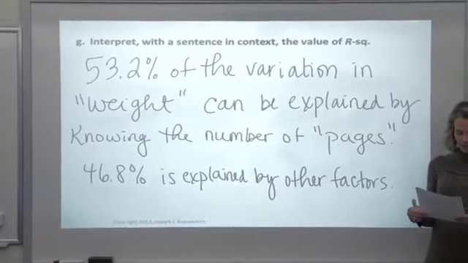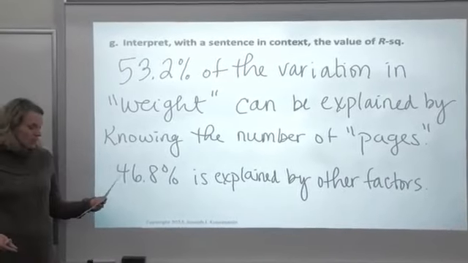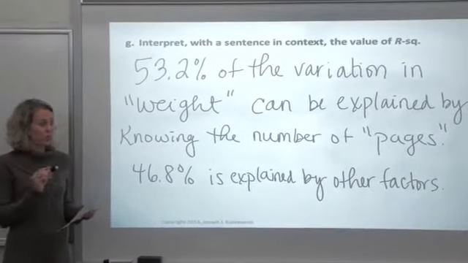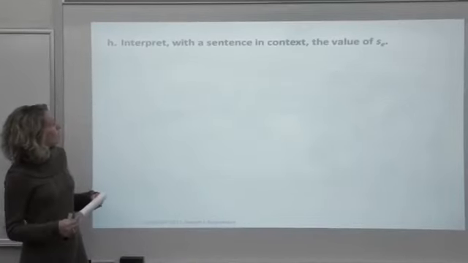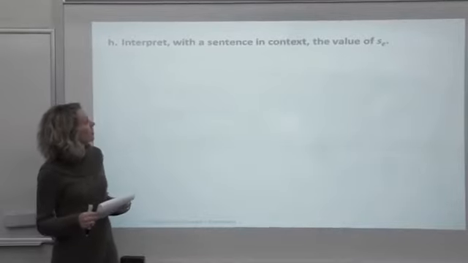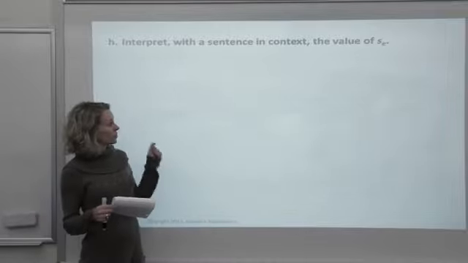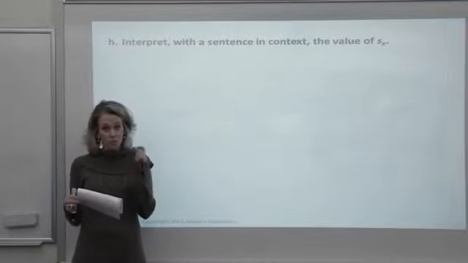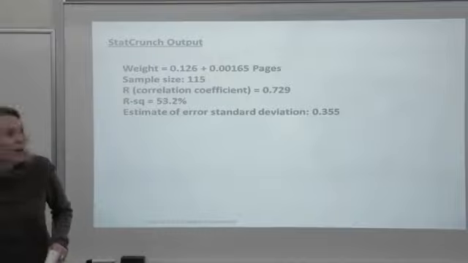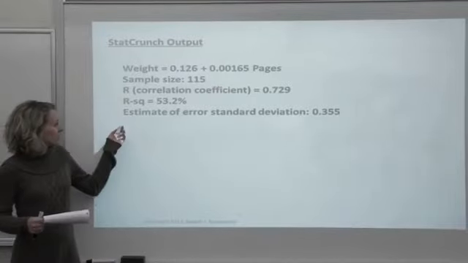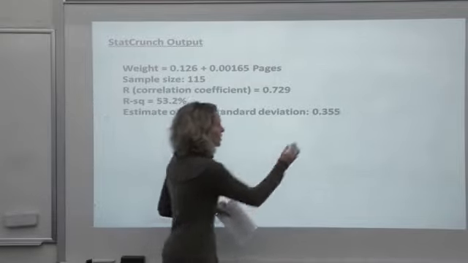Last item, letter H. Let's interpret with a sentence the value of S sub E, the standard deviation of those residuals, or the standard deviation of the errors. S is the standard deviation, and that sub E lets us know that it's of the residuals, the errors. So first let's find the value and then we'll interpret it. As part of your StatCrunch output, the estimate of the error standard deviation is 0.355, so this is S sub E.